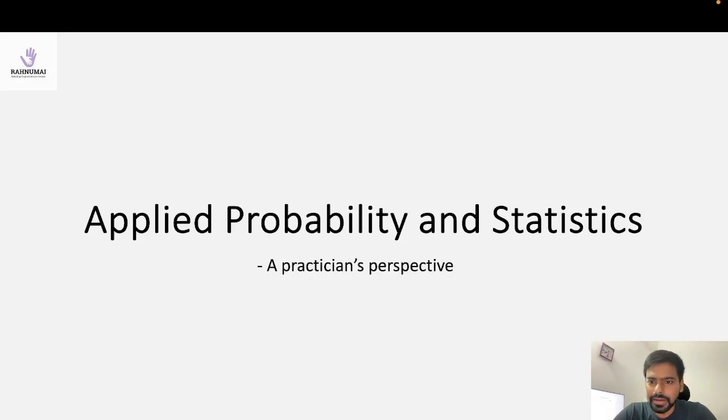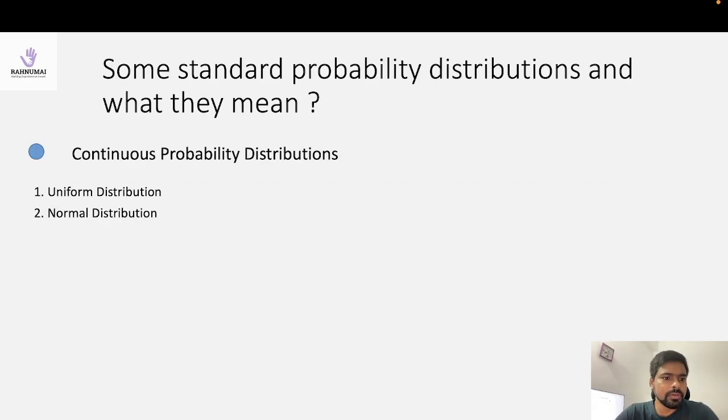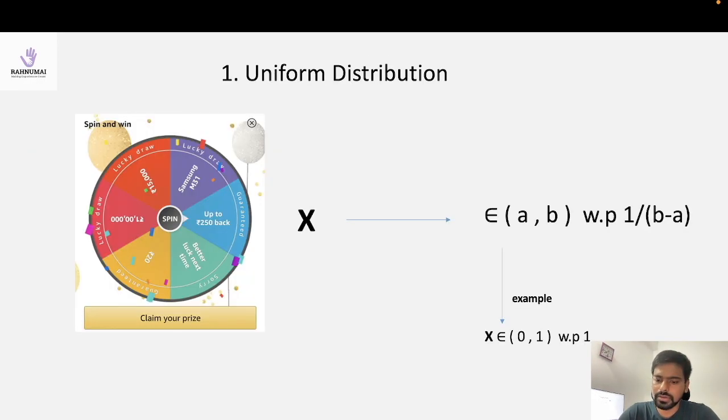Let's get back to the lecture on applied probability and statistics. So in this lecture we will discuss two continuous probability distributions. For now we have discussed numerous discrete probability distributions. In this lecture we are going to discuss two continuous probability distributions, that is uniform distribution and normal distribution.